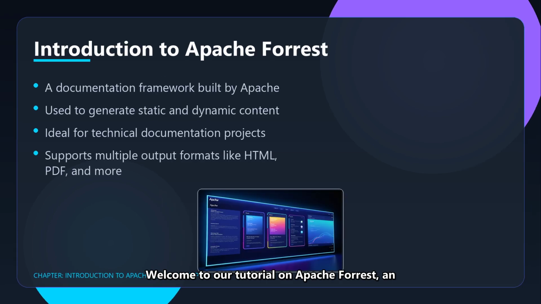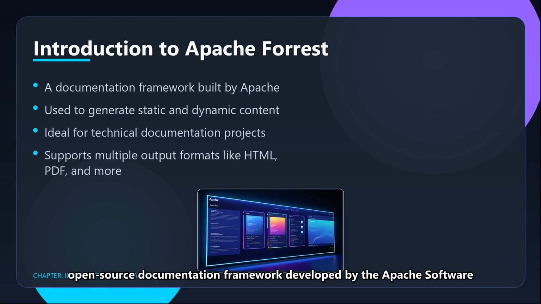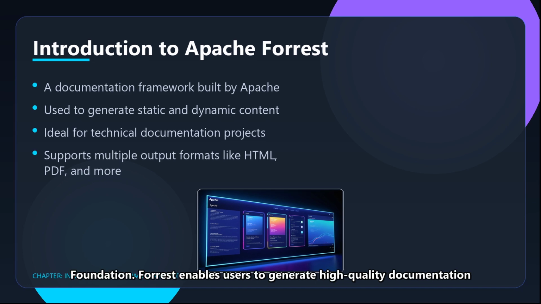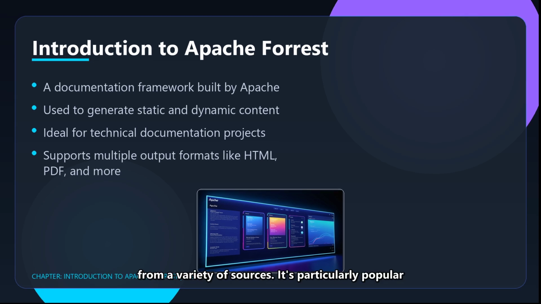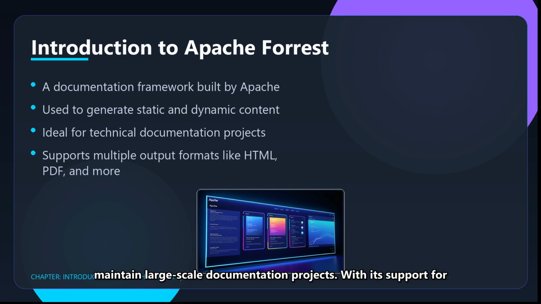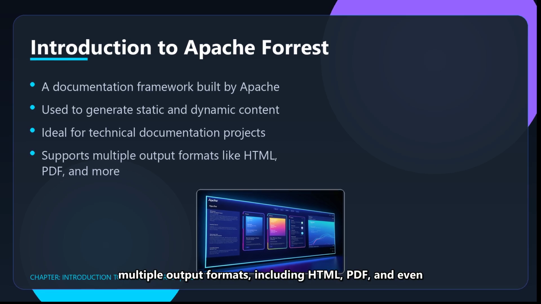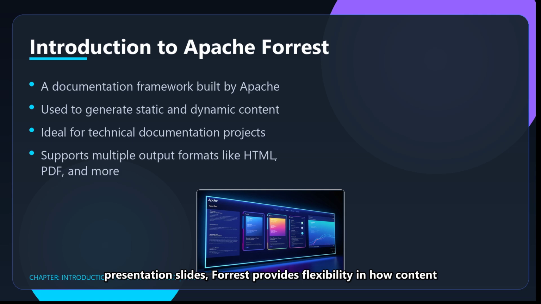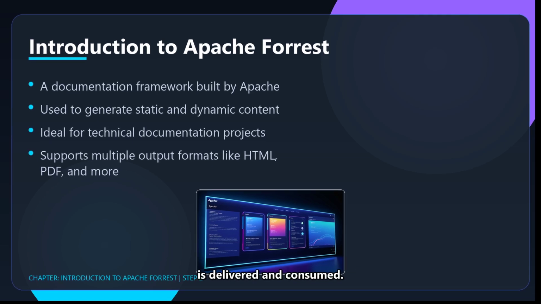Welcome to our tutorial on Apache Forrest, an open-source documentation framework developed by the Apache Software Foundation. Forrest enables users to generate high-quality documentation from a variety of sources. It's particularly popular among developers and technical writers who need to maintain large-scale documentation projects. With its support for multiple output formats, including HTML, PDF, and even presentation slides, Forrest provides flexibility in how content is delivered and consumed.